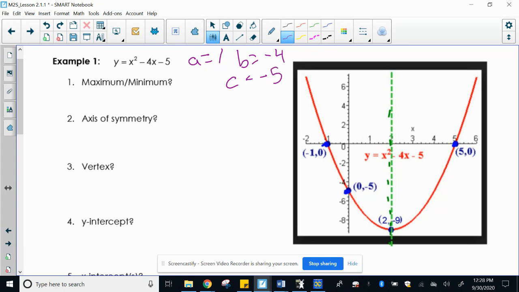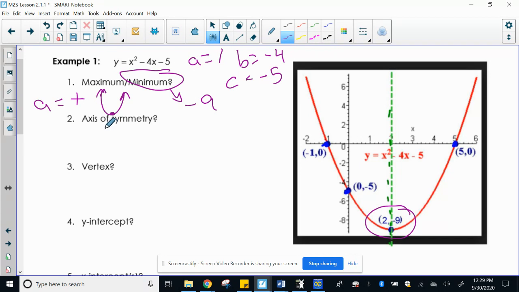Okay. So first, do we have a max or a minimum? We could actually figure that out without even looking at the graph off to the right. In this case, A is positive because it's 1. So A is positive. So we knew without even seeing the graph it was going to open up like this. This means we have a lowest value. So we have a minimum. Okay. We could actually look at the graph and see what the minimum is. Well, the minimum would be the lowest y value. Well, we see that down here with this point, 2, negative 9. So the minimum, the lowest value, would be negative 9.